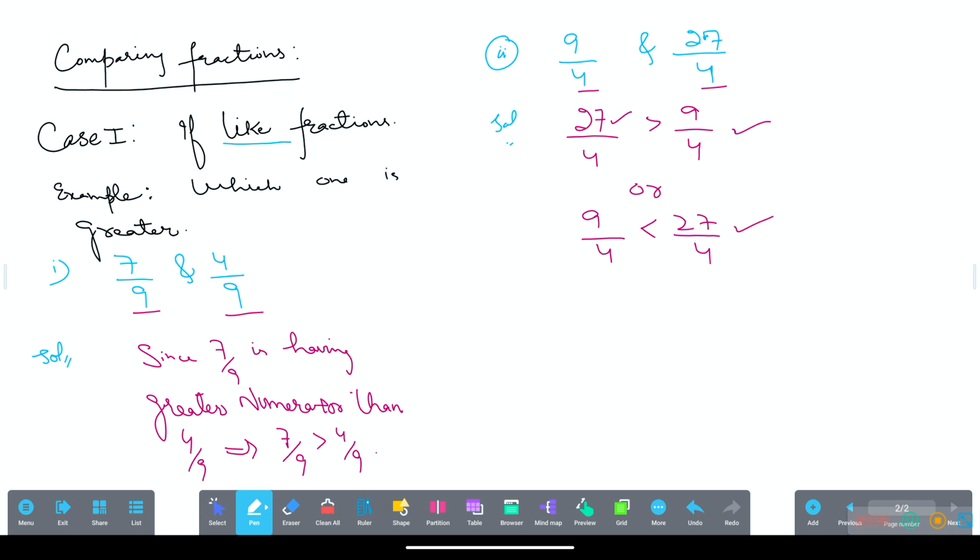But the problem here is, sir, we got that when the fractions are like, then whosoever is greater in the numerator will be considered greater. But there is an exception there. One important concept I will deal with here. Suppose I am having a question, compare the two fractions.